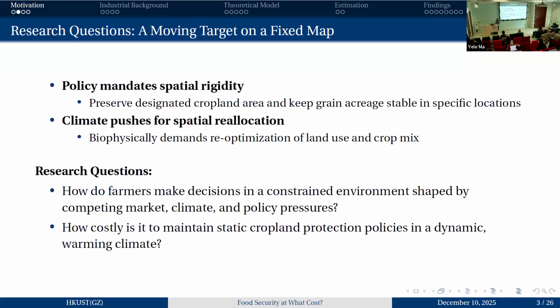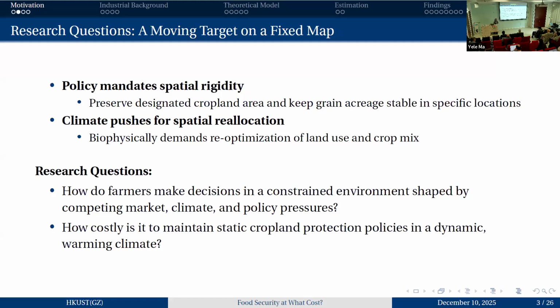Let me elaborate more clearly. The problem is the moving target on a fixed land. The policy mandates that we preserve the designated cropland area and keep the grain acreage stable in specific locations. However, there's another point: the climate pushes for spatial reallocation. There are biophysical needs to optimize the land use and crop structures.